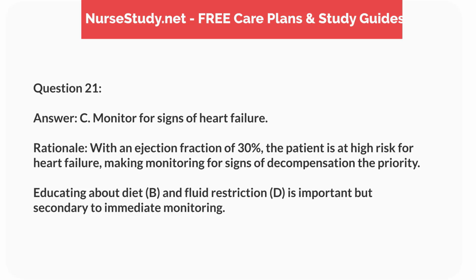Rationale: with an ejection fraction of 30%, the patient is at high risk for heart failure, making monitoring for signs of decompensation the priority. Educating about diet, B, and fluid restriction, D, is important but secondary to immediate monitoring.